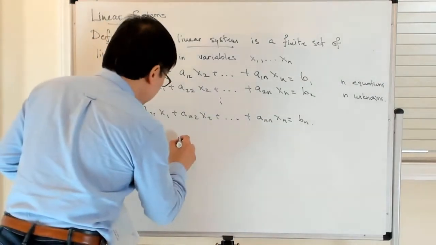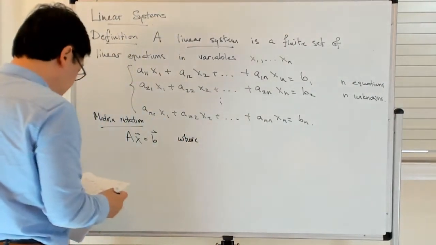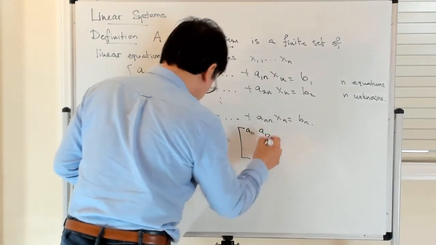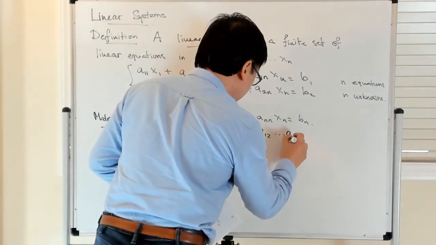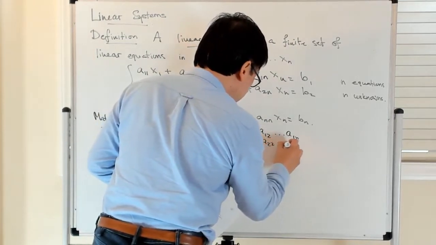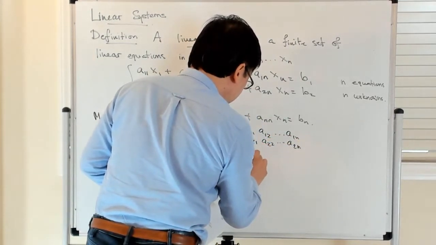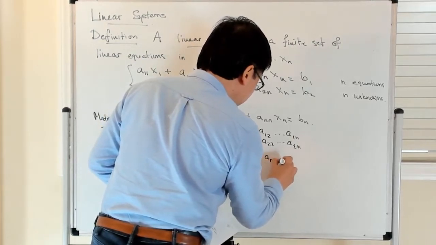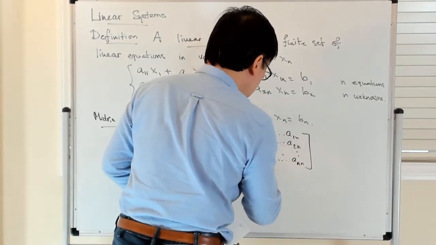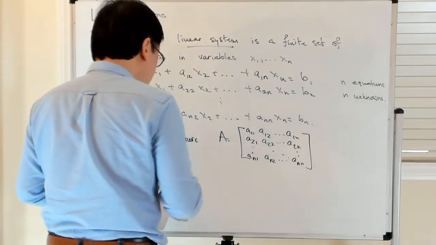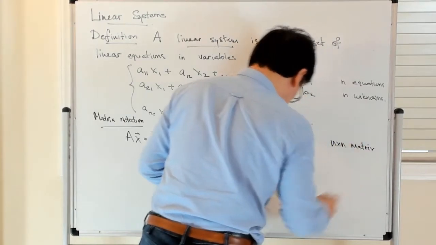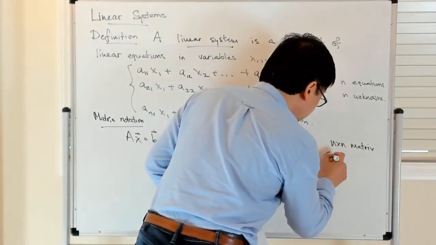So A is going to be an n by n matrix of the form A11, A12, all the way up to A1n, A21, A22, A2n, and all the way up to An1, An2, Ann. So that's A, an n by n matrix, sometimes referred to as the coefficient matrix.